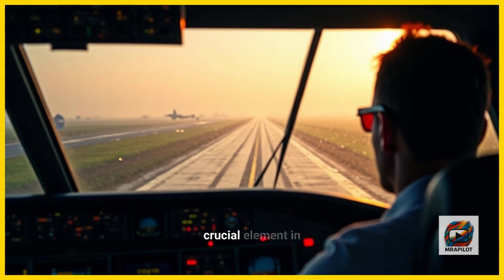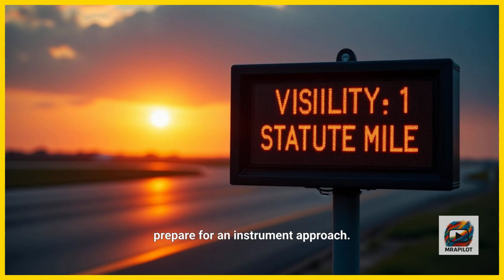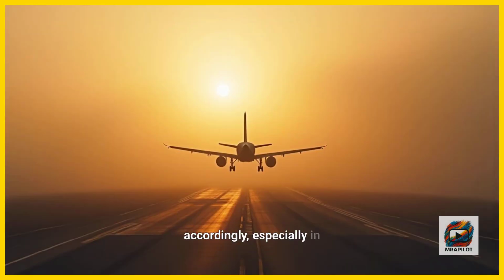Visibility is another crucial element in TAFs. If the forecast visibility is less than the required minimum for a visual approach, pilots will prepare for an instrument approach. Visibility is typically reported in statute miles or meters, and if visibility is expected to decrease, pilots will need to plan accordingly, especially in low-level approaches.